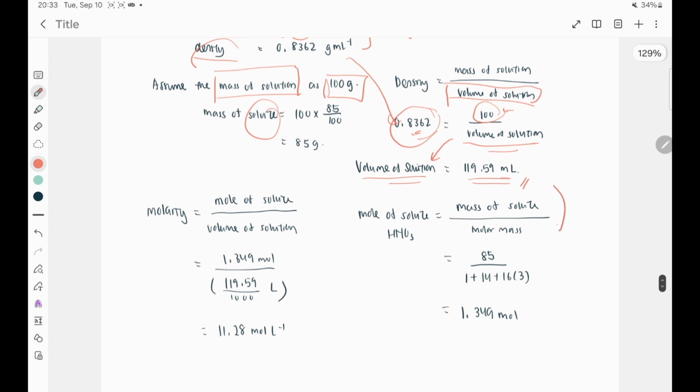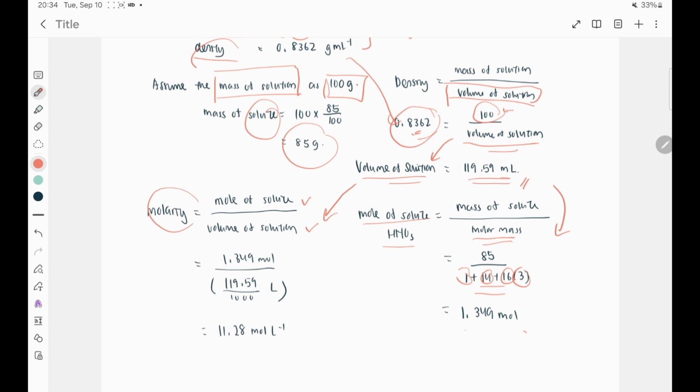The next step is calculating the mole of solute HNO3, because we know that the mass of solute here is 85 grams, and then we divide by the molar mass. The molar mass we can just calculate, because H is 1, N is 14, and O is 16, but we have 3 of them. So here we get the mole of solute is 1.349, and so we have all the information that we need to calculate our molarity, because molarity needs the mole of solute and also the volume of solution. The volume of solution we already have.